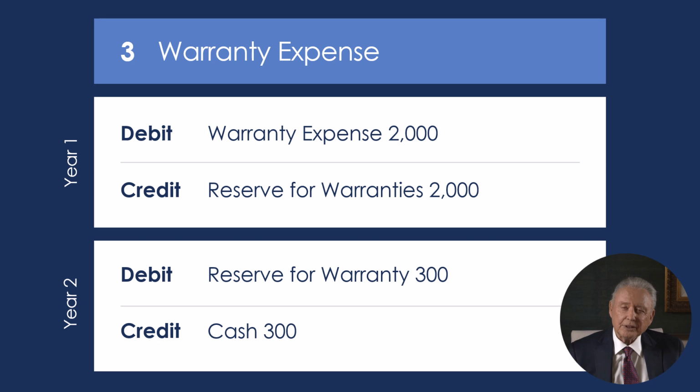The company estimates $2,000 for warranty expense for the 10 years of the warranty. The expense is recognized in year 1, the whole $2,000. Let us assume that the company in year 2 pays $300 for warranty work. It is credit cash and debit reserve for warranty. No expense is charged, it is cash down. Reserve for warranty down.